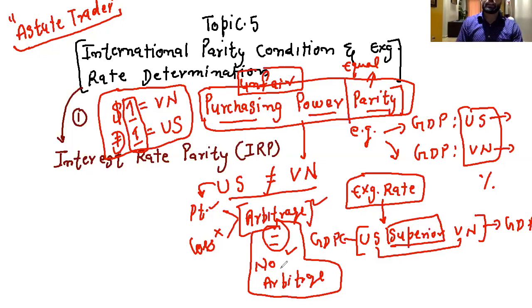Why? Because if you buy from your country and sell in your country, you do not have transaction costs. But if you are buying from a foreign country, you have to pay transaction costs, any kind of international costs or expenses. That's a very general view to understand purchasing power parity or interest rate parity.